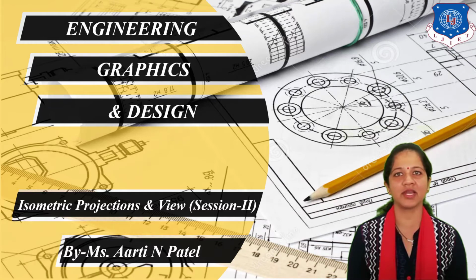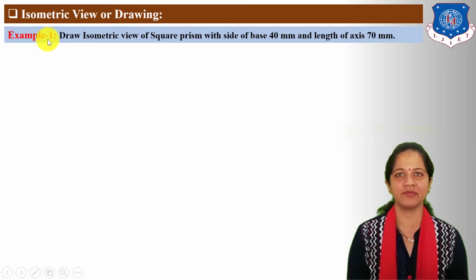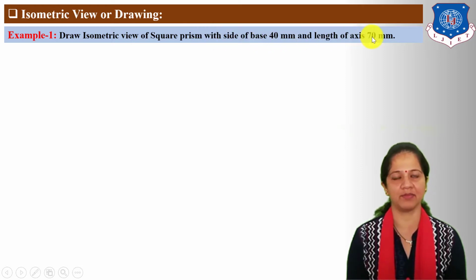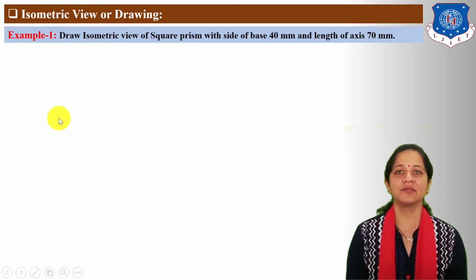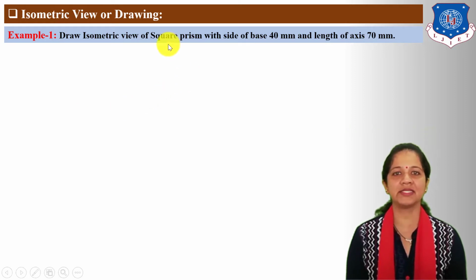In this session, we are going to solve a simple example of isometric view or drawing. Example number 1. Draw the isometric view of a square prism with side of base 40 mm and length of axis 70 mm. Now we know that a prism has an equal shape of base and top face. Here the prism is a square prism, so the shape of base and top face is square.